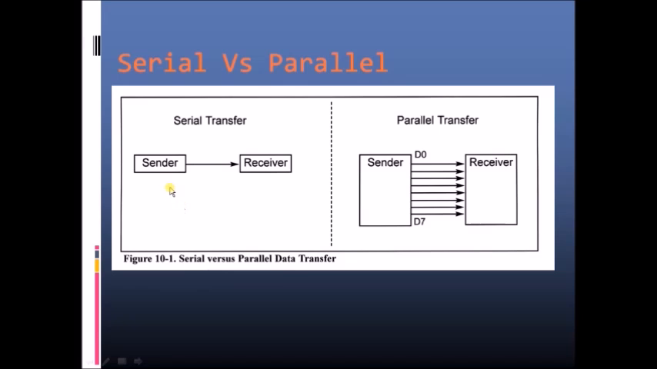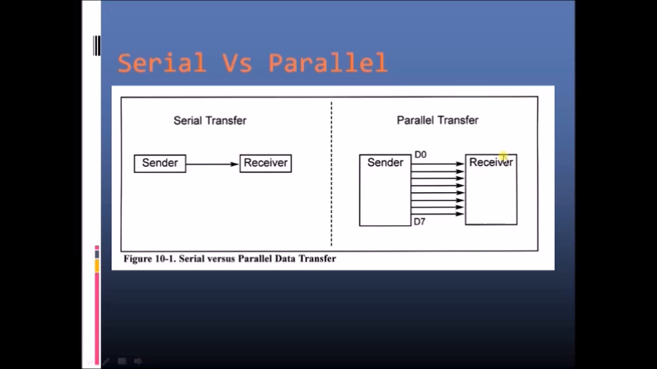Here this is a serial communication and this is a parallel communication. As you can see, in case of serial communication, there is only one channel. This channel can carry one bit of information at any time. As there is only one channel, only one bit is transferred at a time. After transmitting or receiving that bit, the next bit will be transferred.